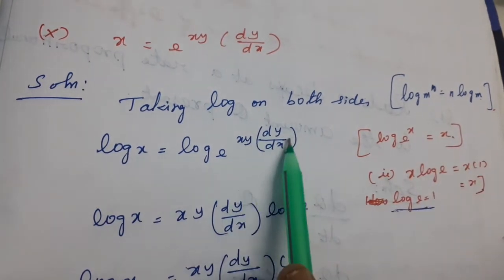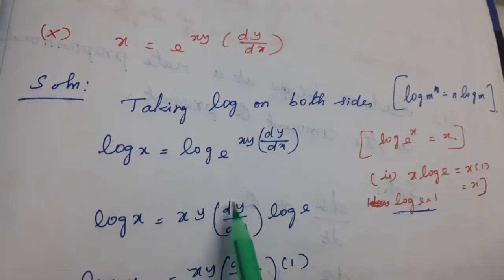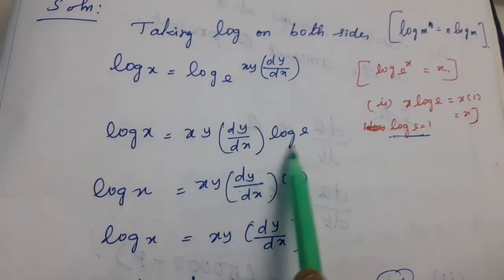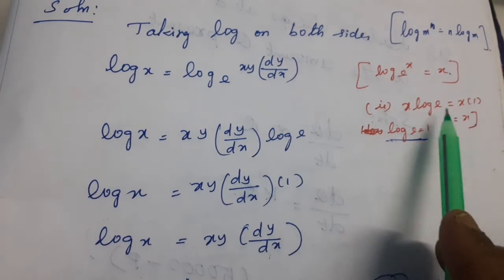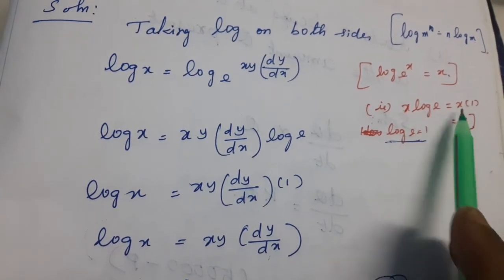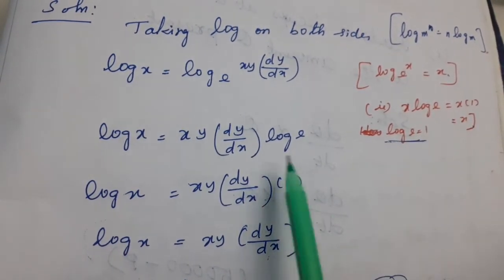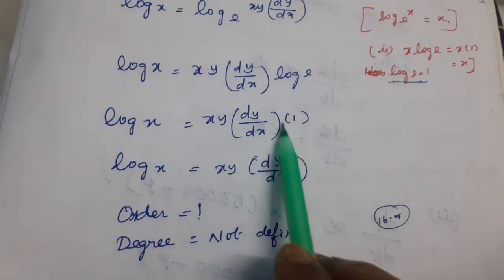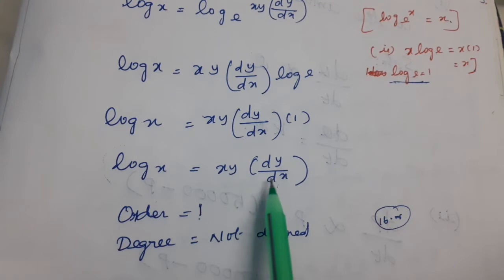Similarly, this power comes to the product xy dy by dx log e. Log x equals xy dy by dx log e. Log e is nothing but 1. So x into log e is 1. Now log x equals xy dy by dx into 1. Log x is equal to xy dy by dx.